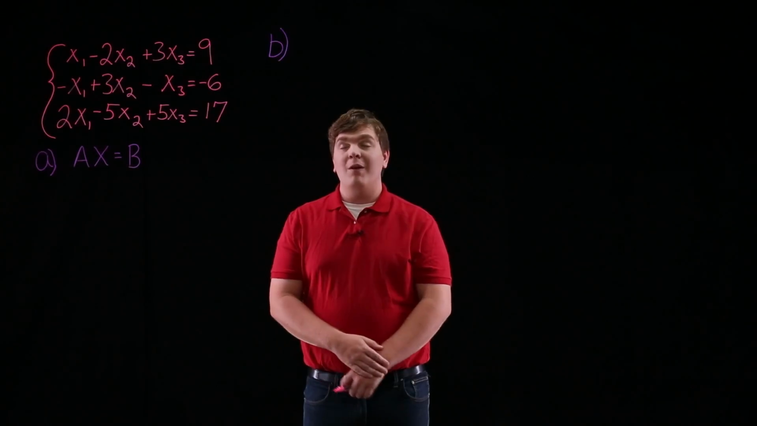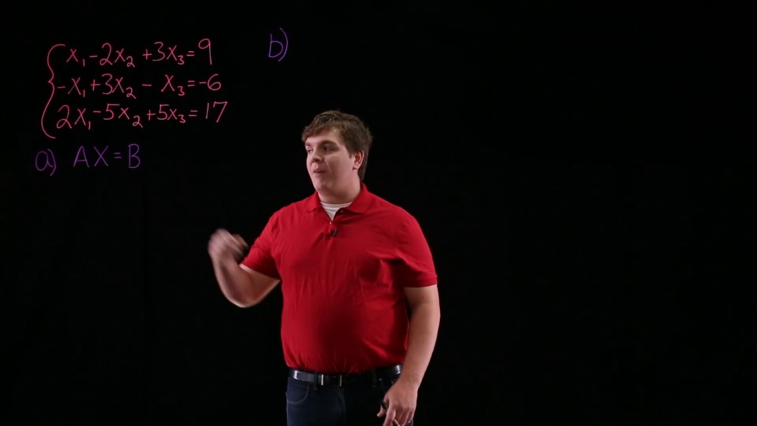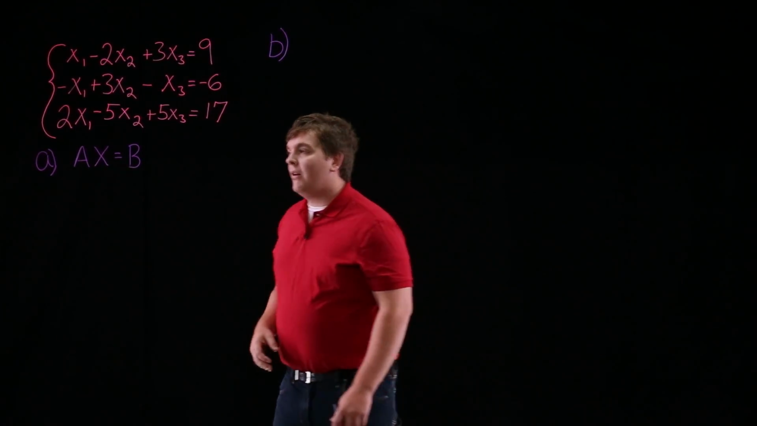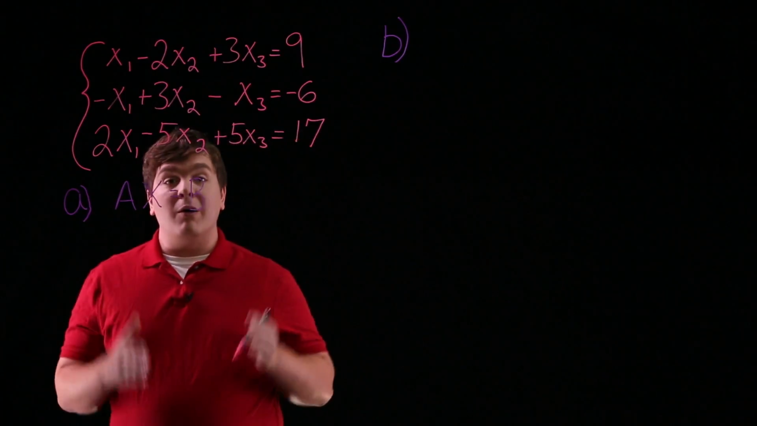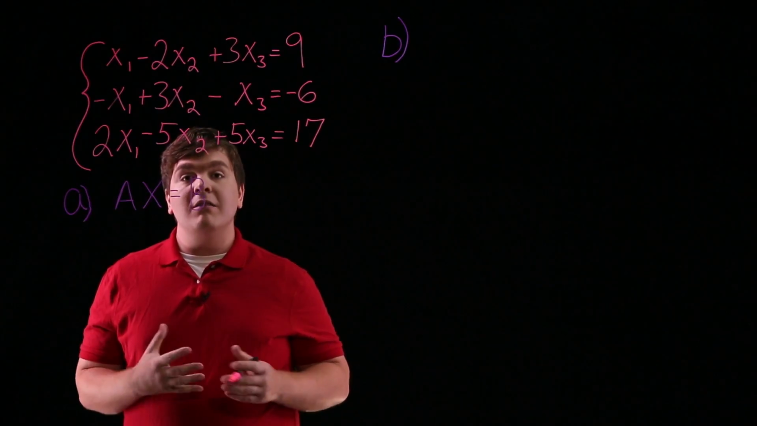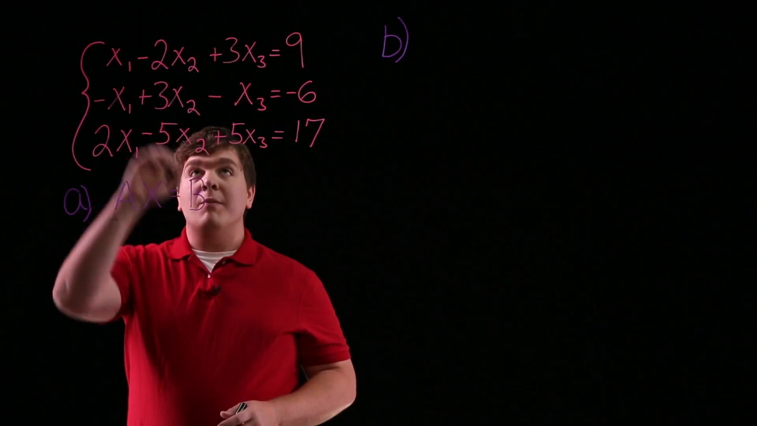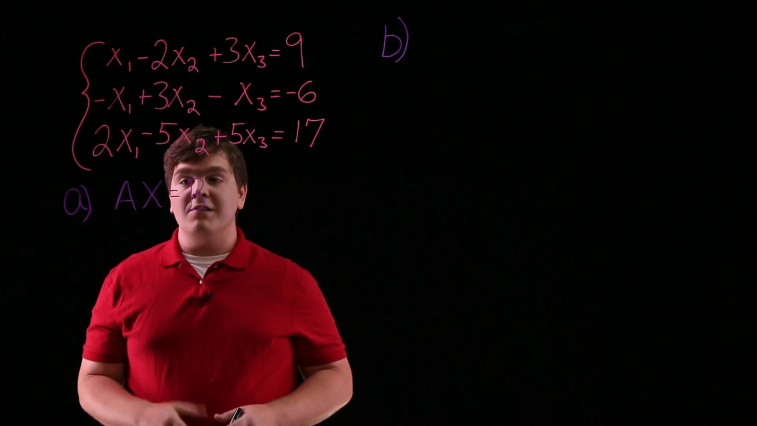Hi, I'm Gabe. For this problem, we're given the system of equations and we're asked to write it as a matrix equation, Ax equals b. So as we start thinking about writing the system as a matrix equation, we just want to note that A here is our coefficient matrix, so the entries of our matrix A will come from the coefficients of our equations.